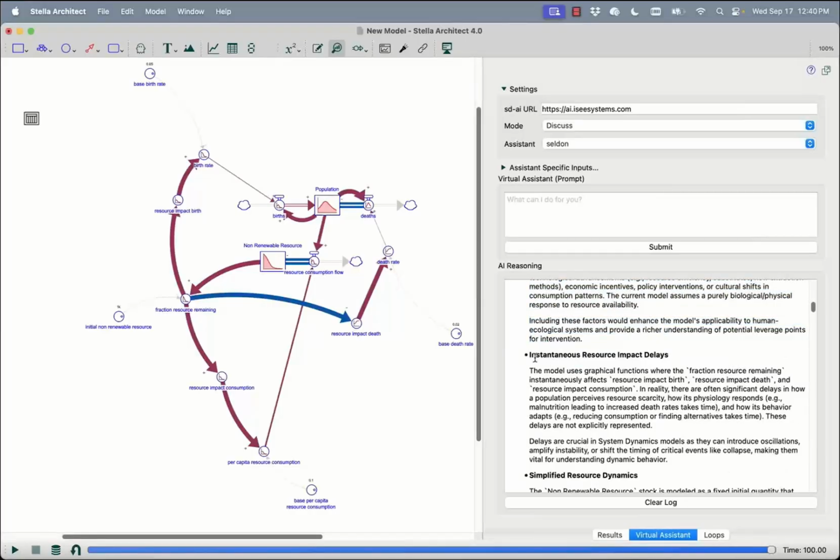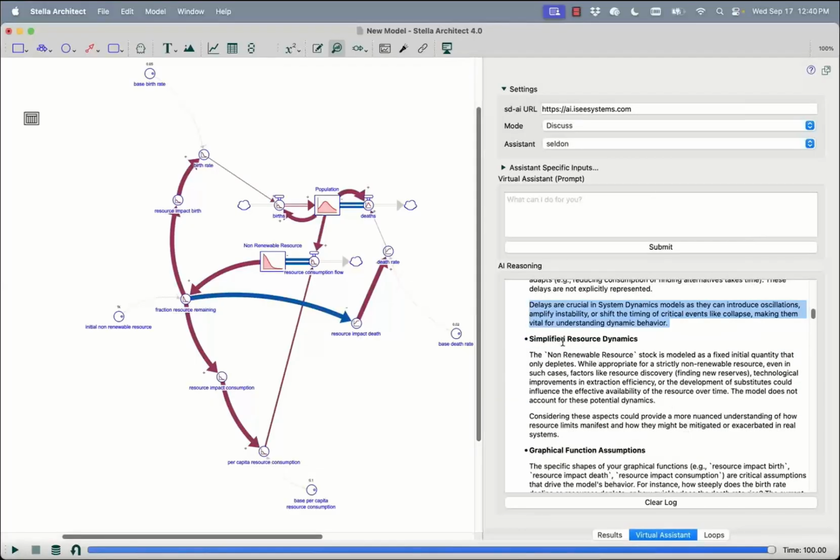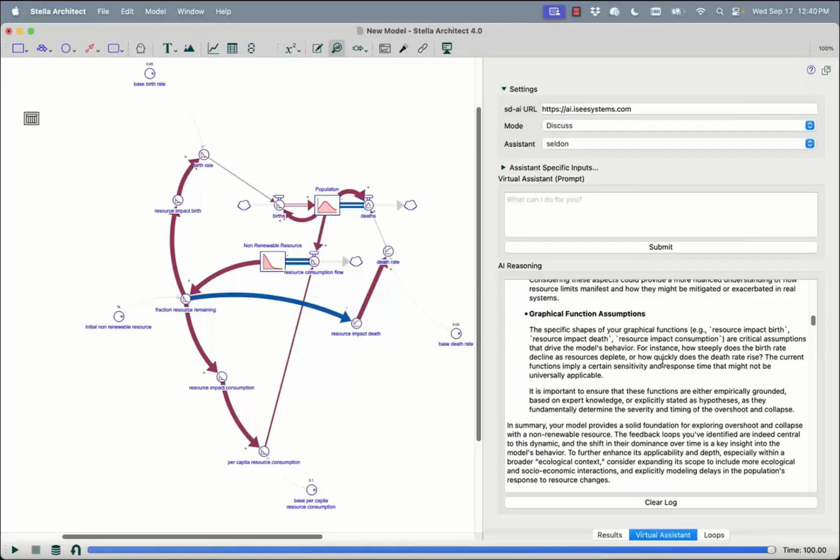It then points out issues with instantaneous resource impacts. There's no delays in this system. Things just change instantly based on what's happening at the moment. And it points out how delays are crucial in system dynamics models. It talks about the simplified resource dynamics, a fixed initial quality that only depletes. And it talks about graphical function assumptions.